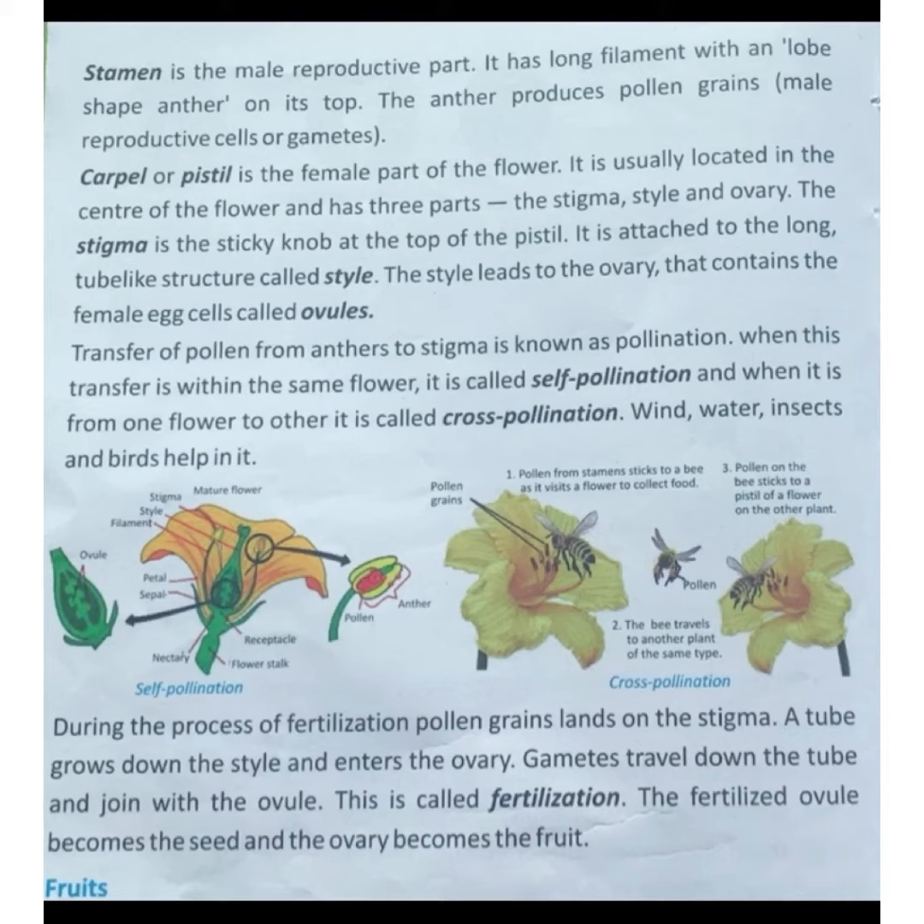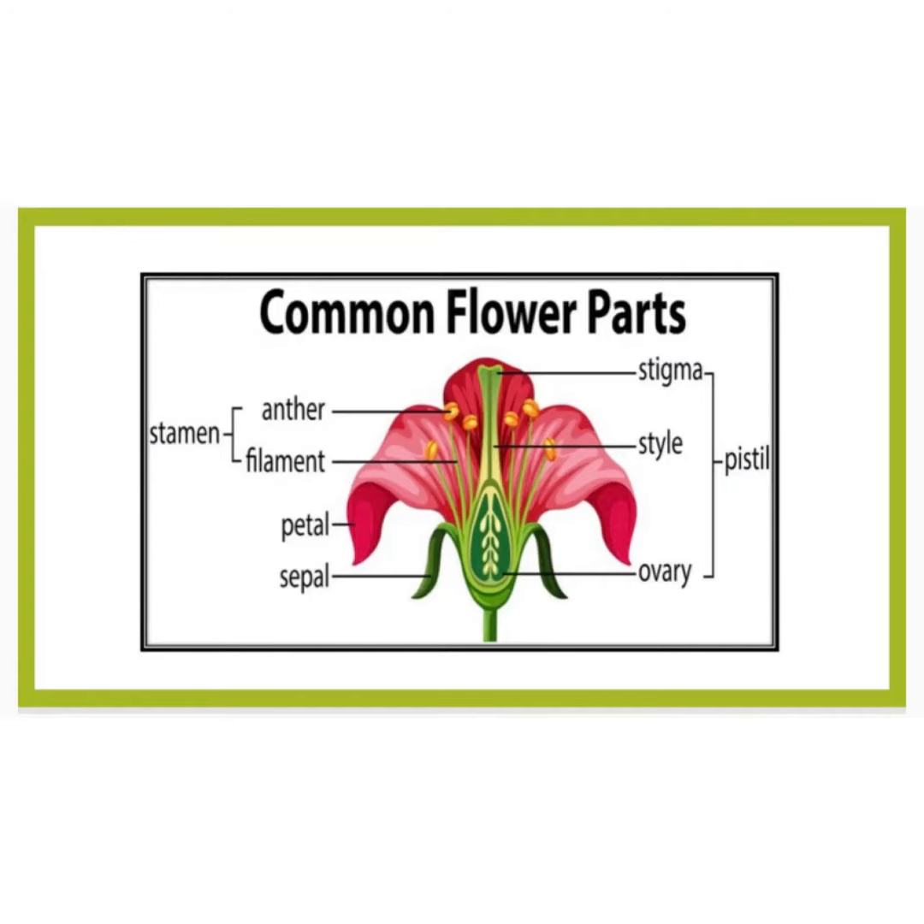When this transfer is within the same flower, it is called self-pollination, and when it is from one flower to another, it is called cross-pollination. Wind, water, insects, and birds help in pollination. Look at the given picture carefully. I will be explaining all these parts in a flower section.